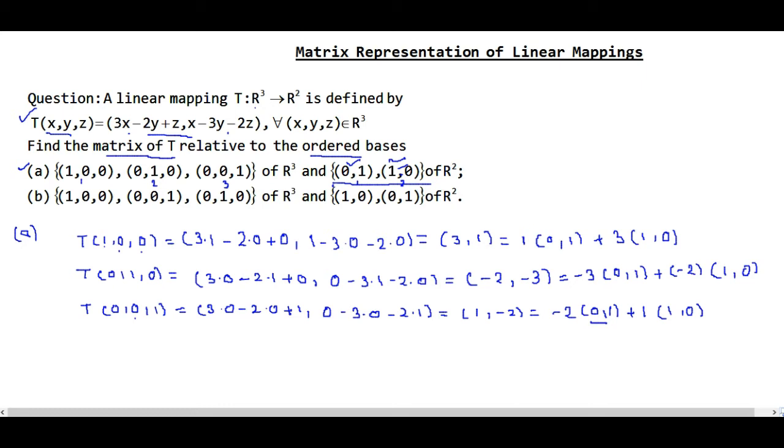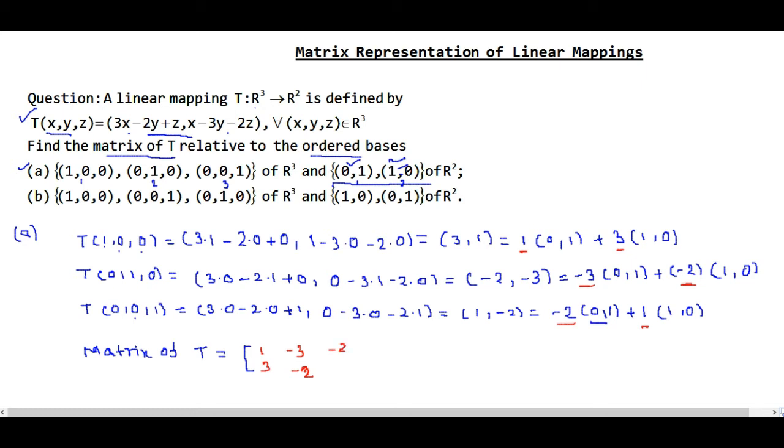When we express the vectors, remember the order of the vectors is important. First we write (0, 1), because it is the first vector, and second we write (1, 0), because it is the second vector. So the matrix of T relative to the given ordered bases of R3 and R2 will be written in this way. In the first combination we have 1 and 3, so the first column of the matrix will be (1, 3). Here we have the coefficients -3 and -2, so the second column of the matrix will be (-3, -2).